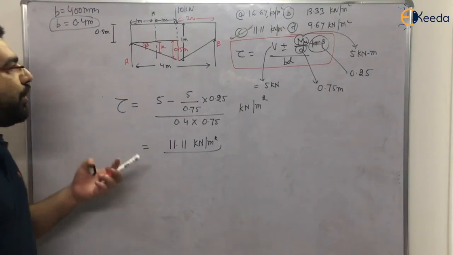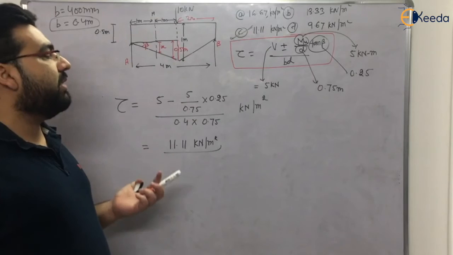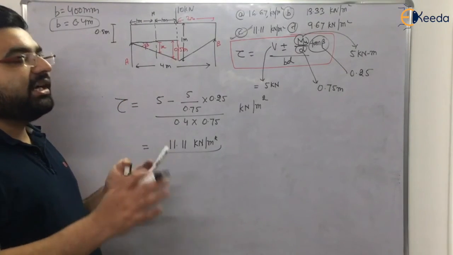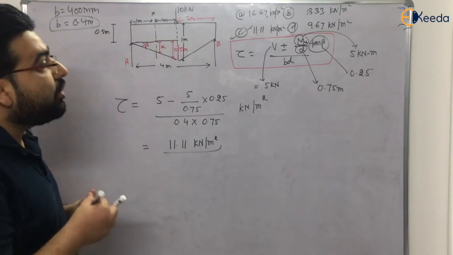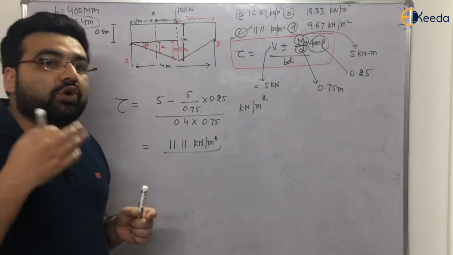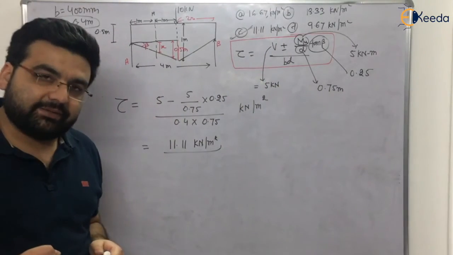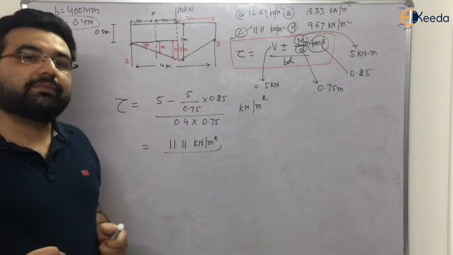So I hope that you have understood this numerical to determine the nominal shear. Why did I take this numerical? Because it was a little bit complicated, and I have seen a lot of students forget or not know the concept of when to apply the positive sign and when to apply the negative sign. So that is why I chose this numerical.